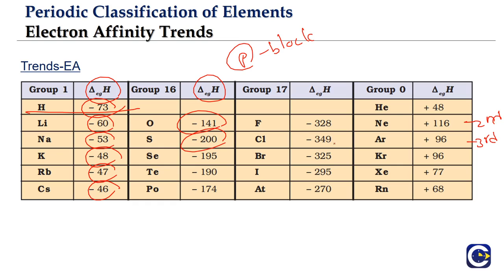That is it. Okay. Chlorine value is more than fluorine. And we can even see over here the group 0 or the 18th group, whatever we call it.